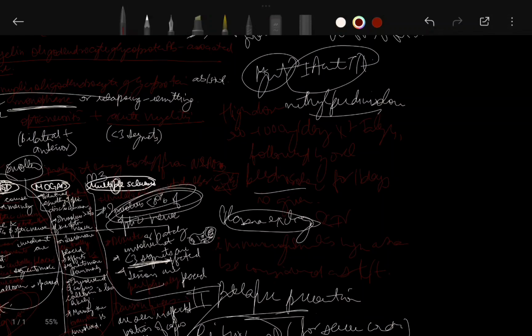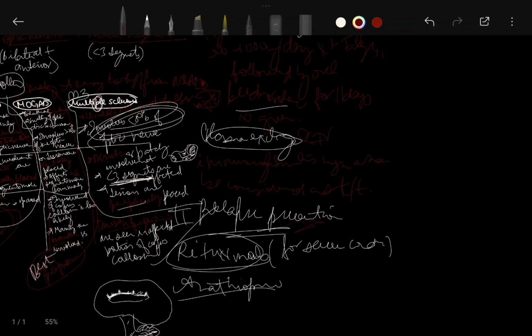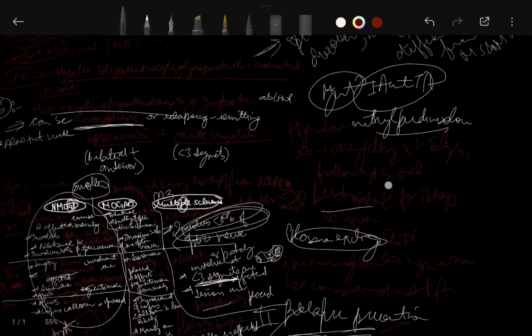Now what is the management? In acute treatment, such as monophasic, a high dose of methylprednisolone can be given, 500 to 1000 milligrams per day, continued for 3 to 5 days, followed by oral prednisolone for 11 days. Then plasma exchange and IV immunoglobulins may also be considered as treatment. For relapse prevention, there is rituximab and azathioprine.